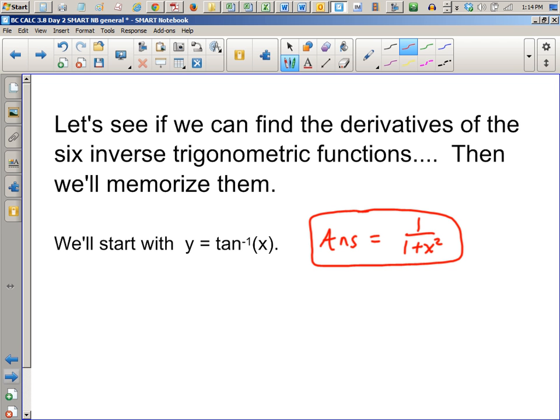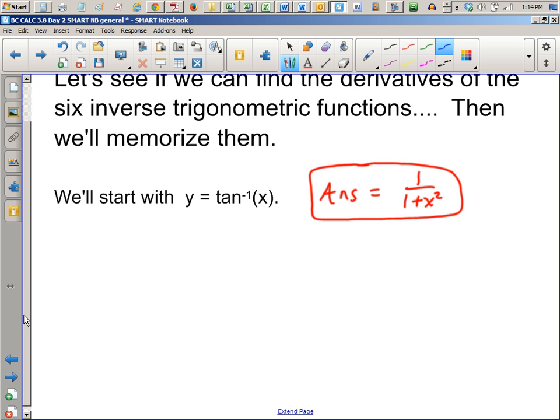Let's see why, okay? It's important to know why. So what I'm going to do is invert this statement. It says y equals arctan of x. I'm going to write that as tan y equals x. It's the same thing, more or less, okay?